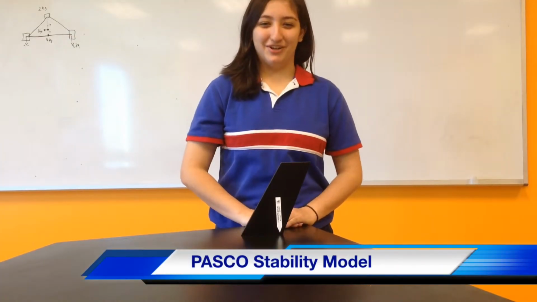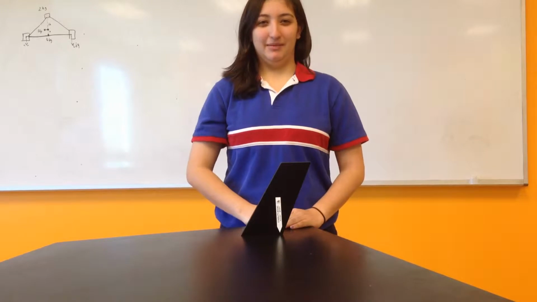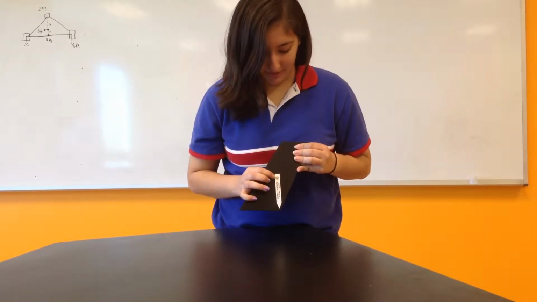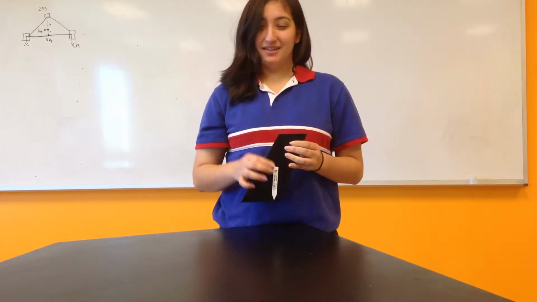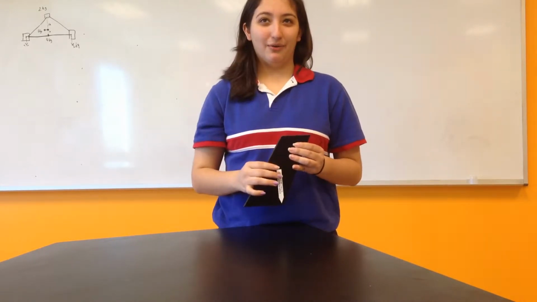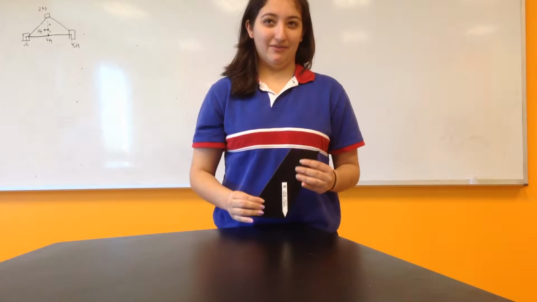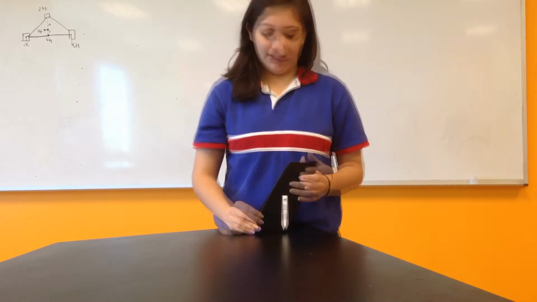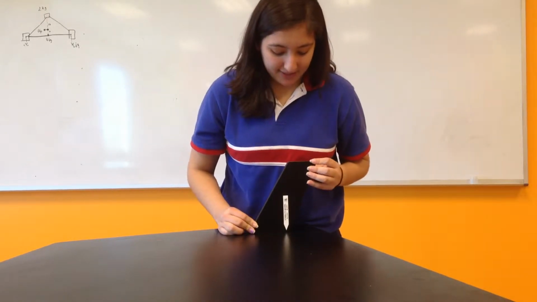This is the first demonstration. This is a Pasco stability model. As you can see, this pin here in the center represents the center of mass. And the center of mass is where all the mass of an object is distributed evenly. From this point, an object can be perfectly balanced, and if suspended from this point, it will also be balanced. In this position, it is balanced.